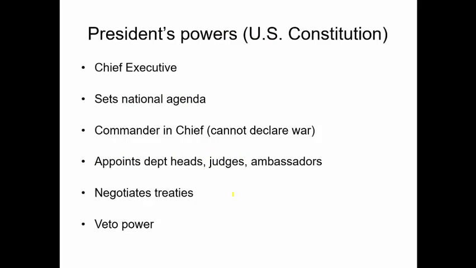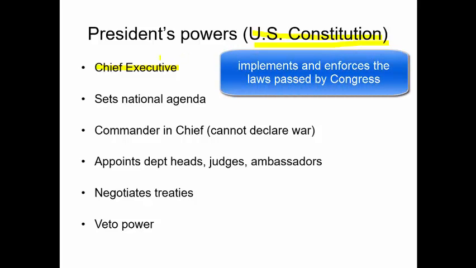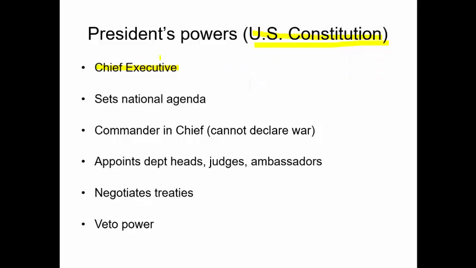Now, according to the U.S. Constitution, the President has several expressed powers. These are expressed. They are written in the Constitution. He is the chief executive, which means his branch is responsible for executing the laws, which means that Congress makes the laws and then they pass it over to the President's branch to execute or implement and enforce those laws.